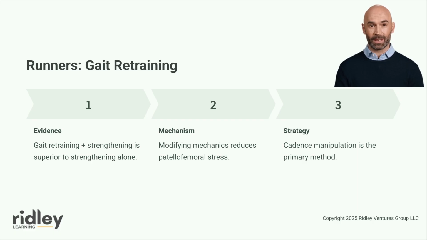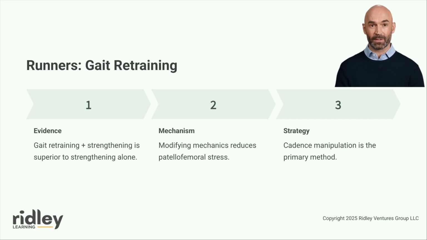Anderson and Crossley conducted a systematic review with meta-analysis examining gait retraining interventions for patellofemoral pain. Their synthesis included studies employing various gait modification strategies, with cadence manipulation emerging as the most commonly studied approach. The meta-analysis found that gait retraining produced significant improvements in pain and function, supporting its inclusion as a treatment component for runners with patellofemoral pain. Importantly, the benefits of gait retraining appeared to complement rather than replace traditional strengthening interventions.